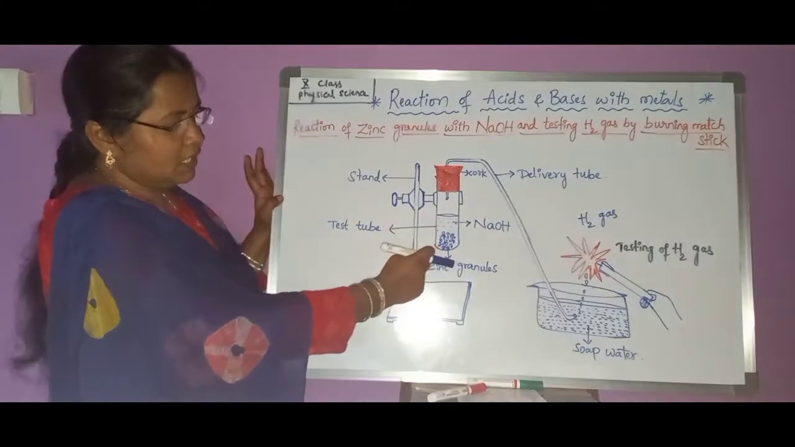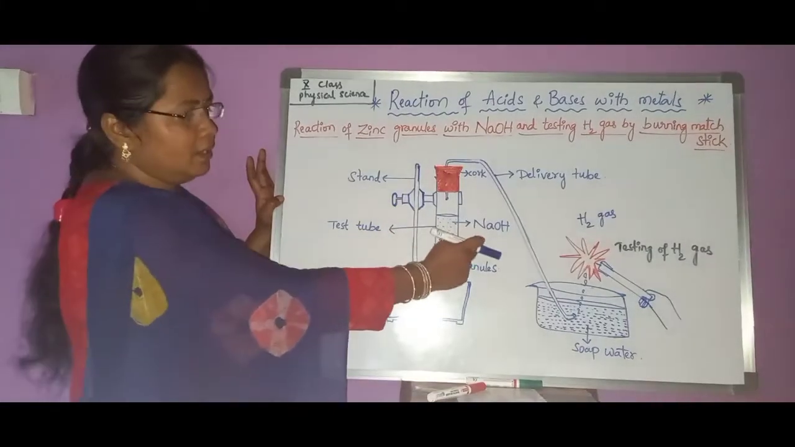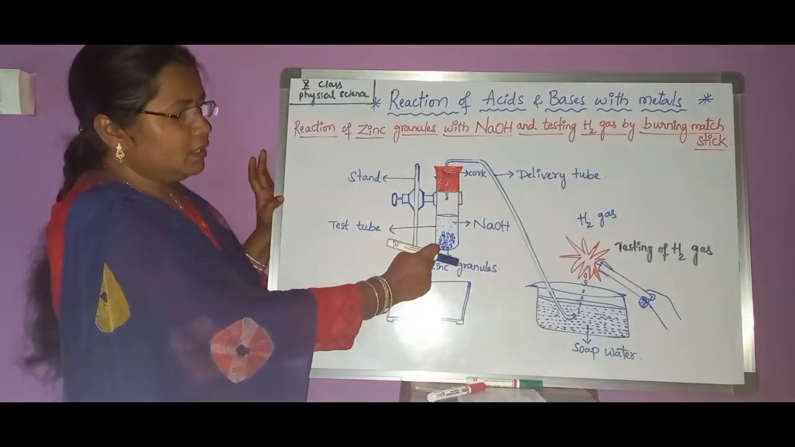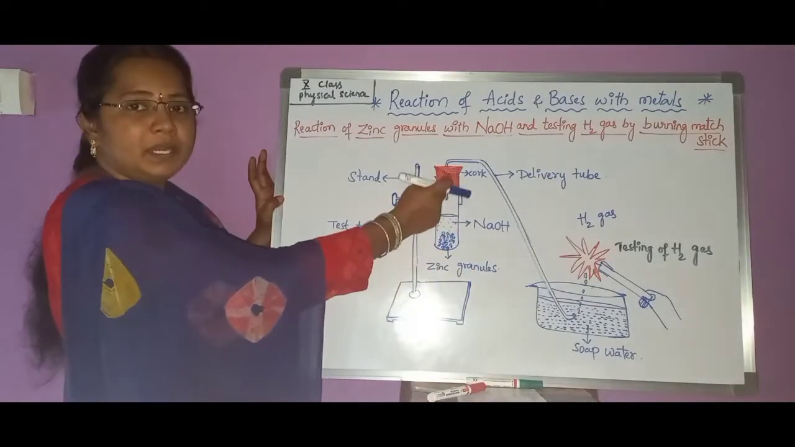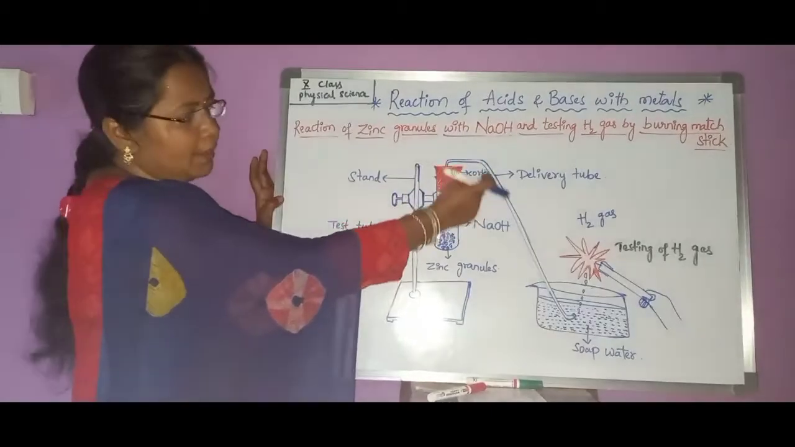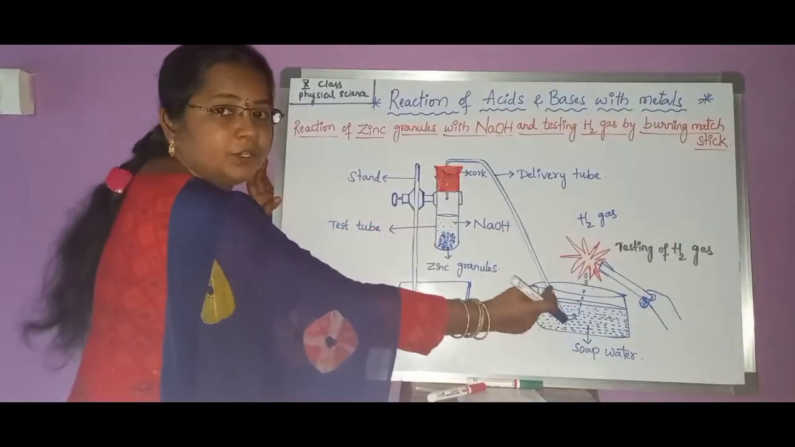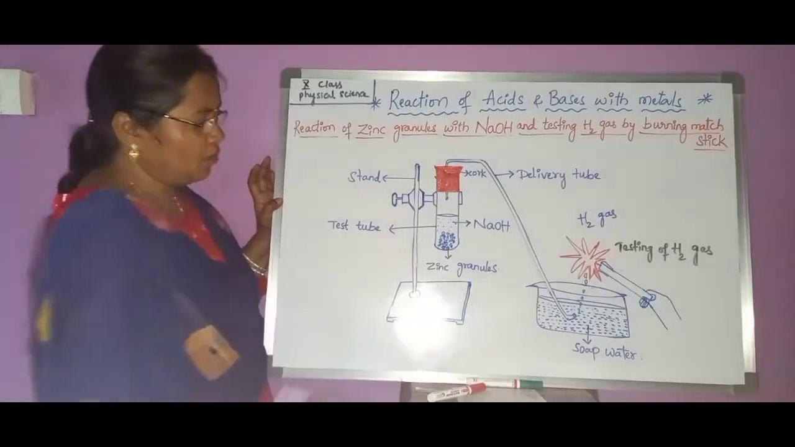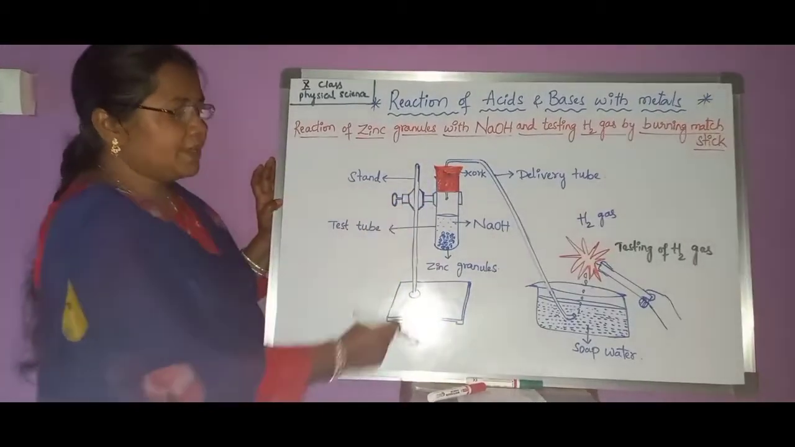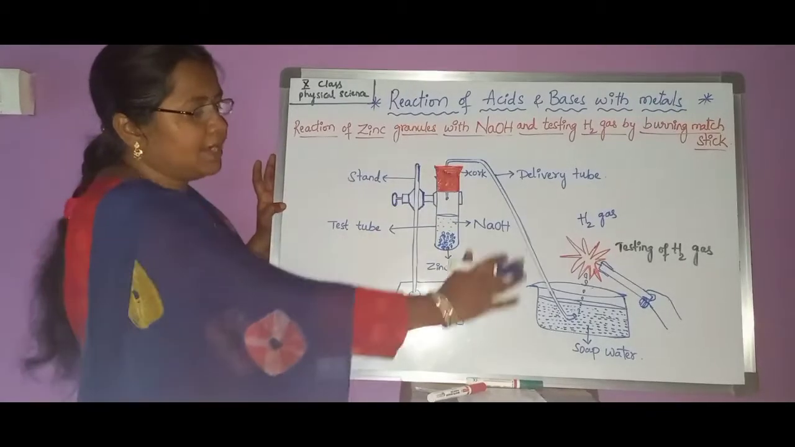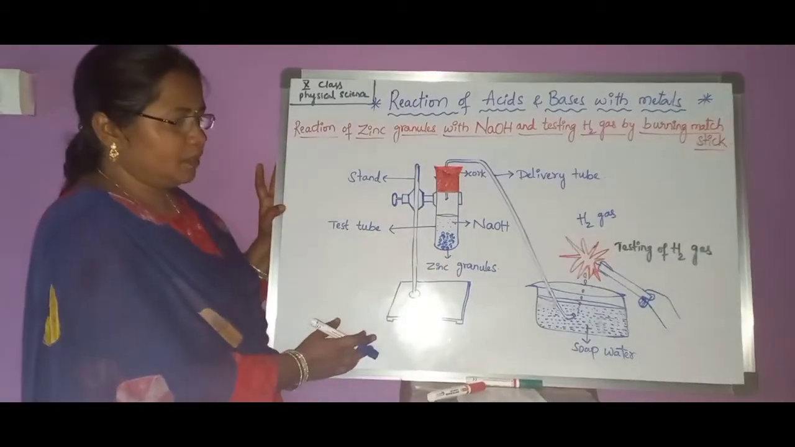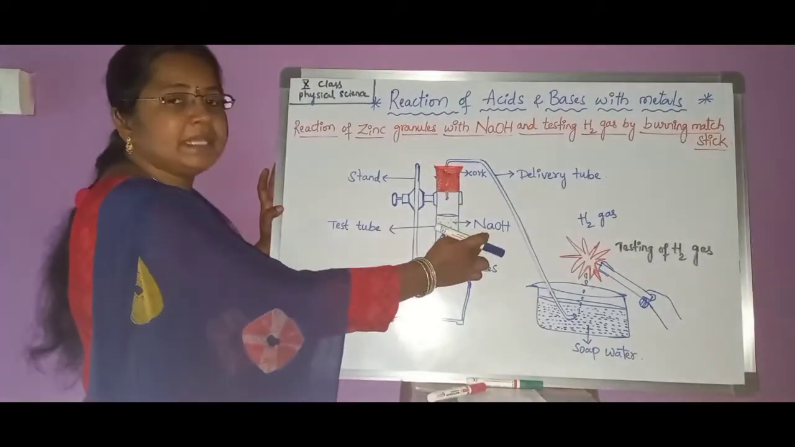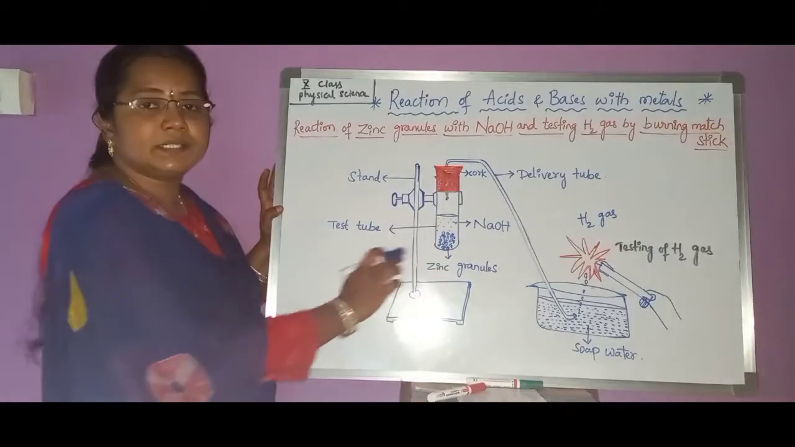So take the zinc granules in the test tube and add about 10 ml of dilute sodium hydroxide into this test tube, and fix the mouth of the test tube with a rubber cork containing the delivery tube, and pass the other end of the delivery tube into the glass trough which contains 3/4 level of soap water, and fix this test tube with an iron stand. The arrangement is everything the same. The only thing here is we are going to observe what happens when a base like sodium hydroxide reacts with a metal like zinc.